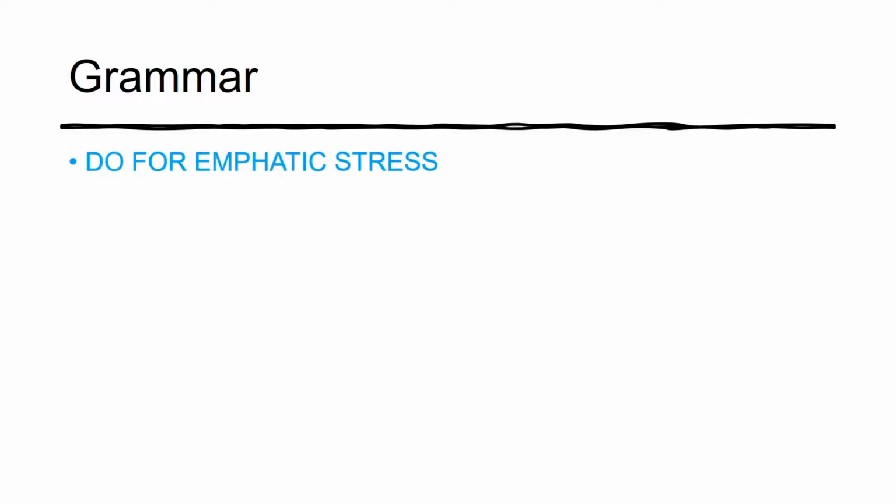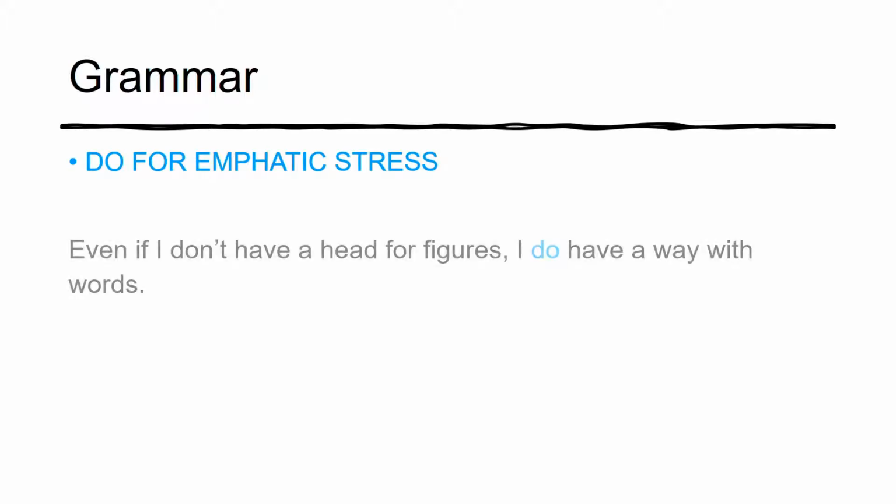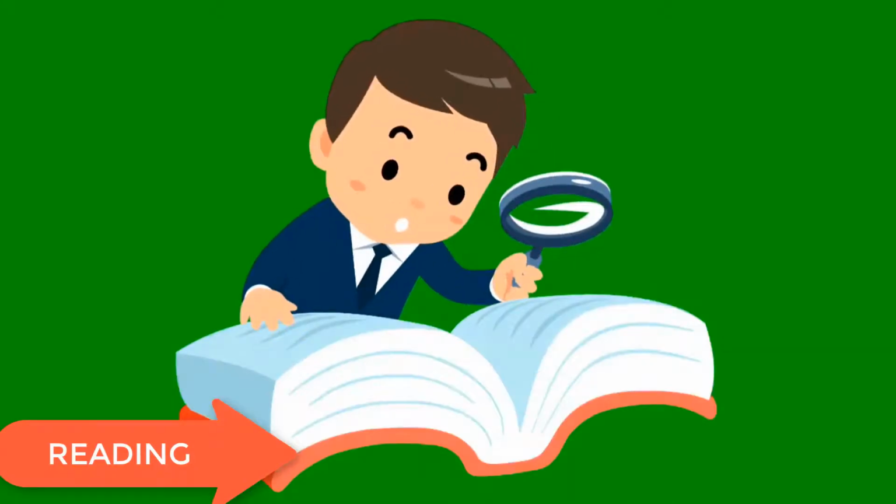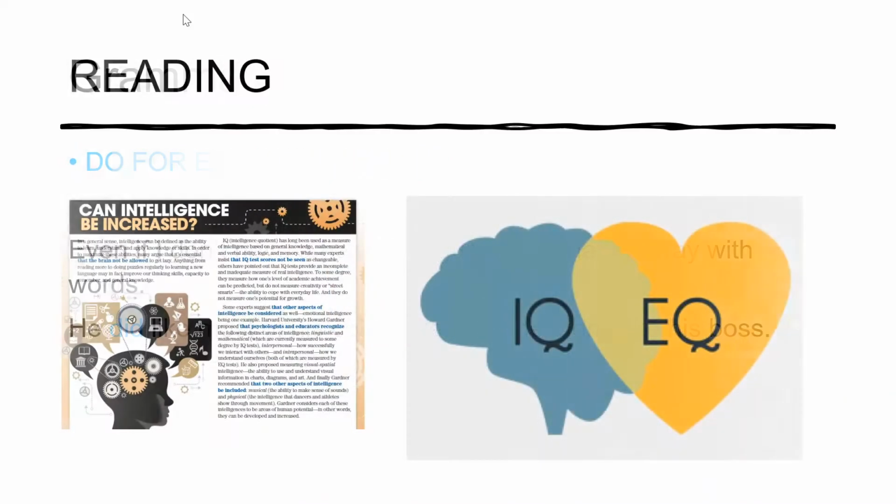In the next pages you will find some grammar about using auxiliaries for emphatic stress. So in order to add emphatic stress to an affirmative statement in the simple present or past tense, use do or did before the base form of the verb. In page 19, you will find a reading with the topic, Can intelligence be increased? This article is about ways of increasing intelligence like doing puzzles, learning a new language, and not allowing your brain to get lazy, so you will improve your thinking skills, your capacity to remember, and general knowledge.